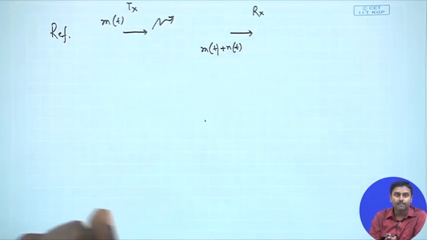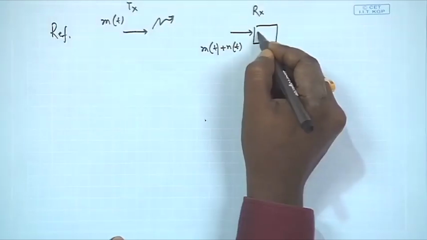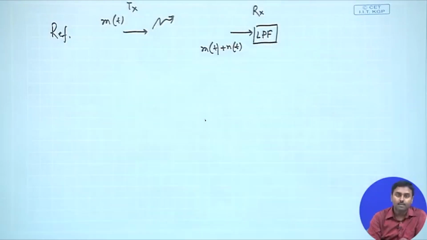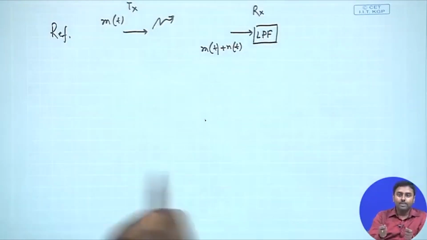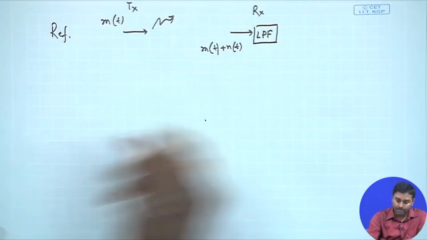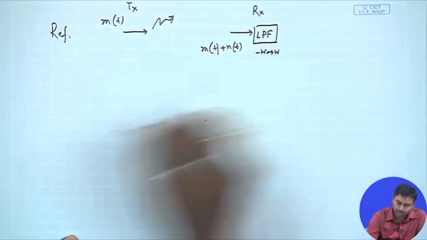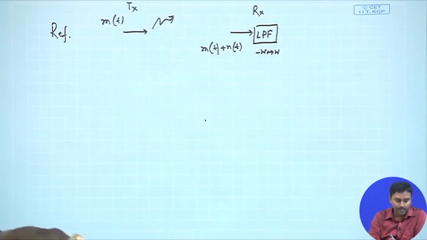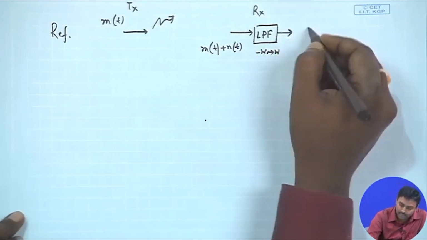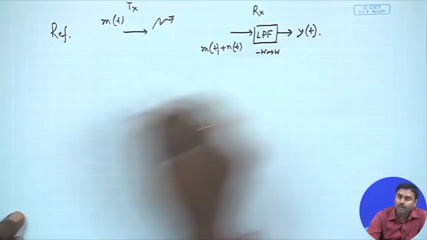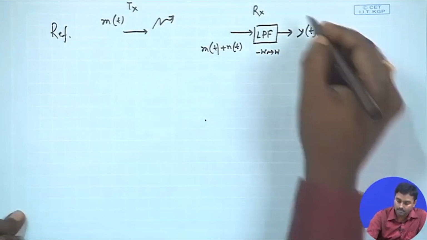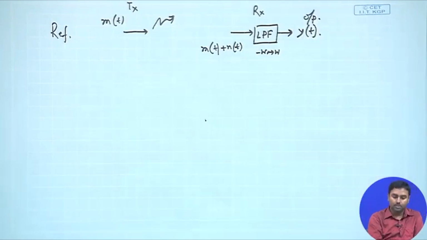At the receiver I have a very simple technique, we have already talked about that it will just be a low pass filter having a bandwidth which is equivalent to the signal bandwidth. So, that should be minus W to plus W. That low pass filter will be there, and that should be my output signal y(t). So, this is my output. This is for the reference we will be doing.